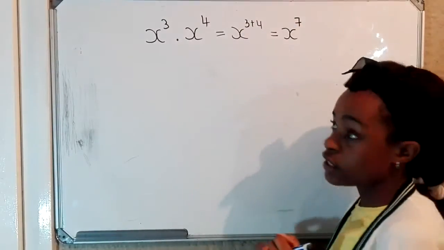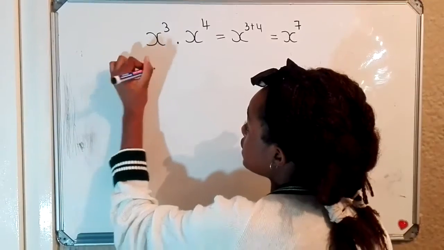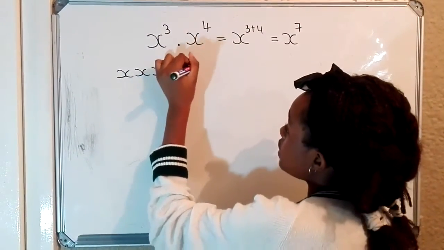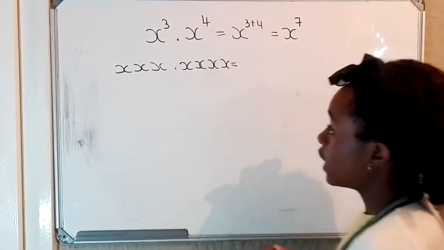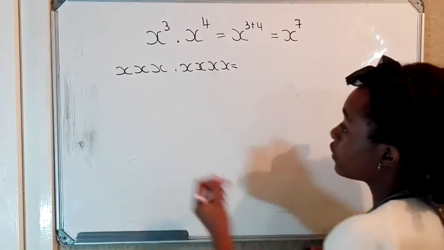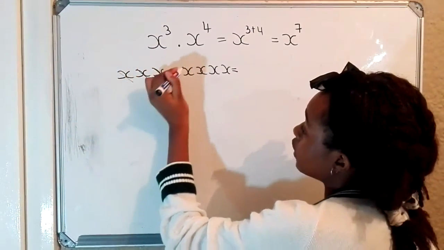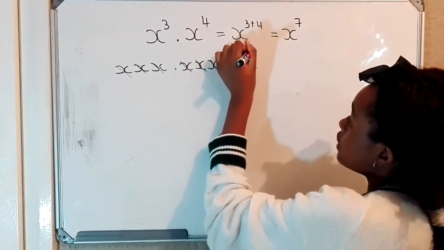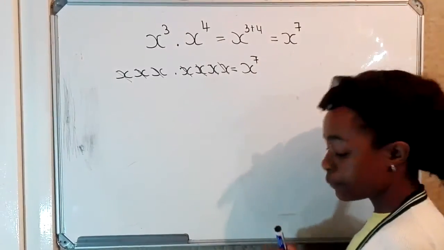So why do we do this? x cubed is basically saying 3 x's, times x to the power 4, so 4 x's, 1, 2, 3, 4, okay? And then we count all the x's we have. So we have 1, 2, 3, 4, 5, 6, 7. Hence, the answer is x to the power of 7, okay?